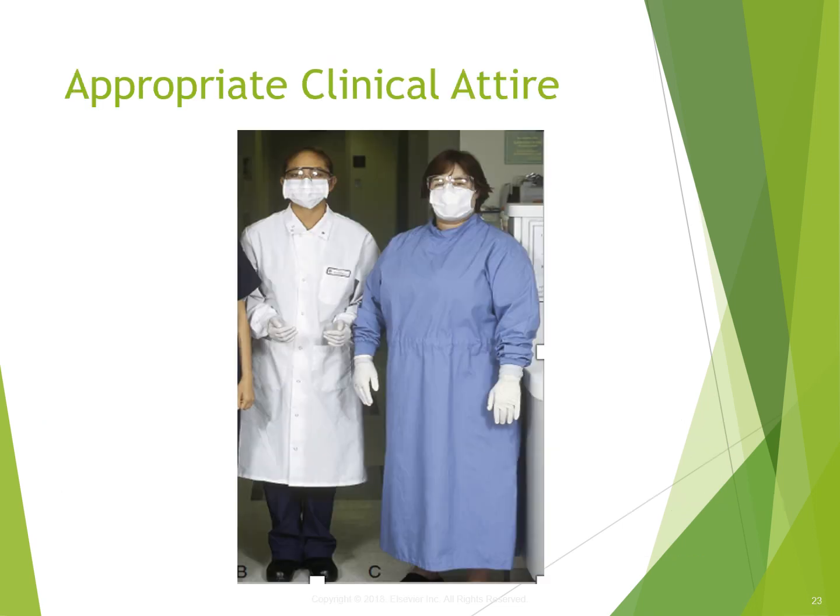Here's some examples of appropriate gowns. So the one on the left, you can see it goes below the knees. It's hard to see because it's white and her gloves are white, but it is tight around her wrists, and it's tight around the neck. Now this is an open front gown. That is an appropriate kind of gown.